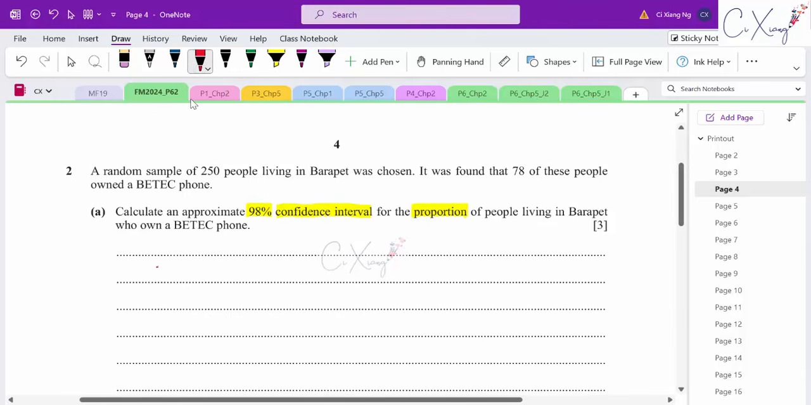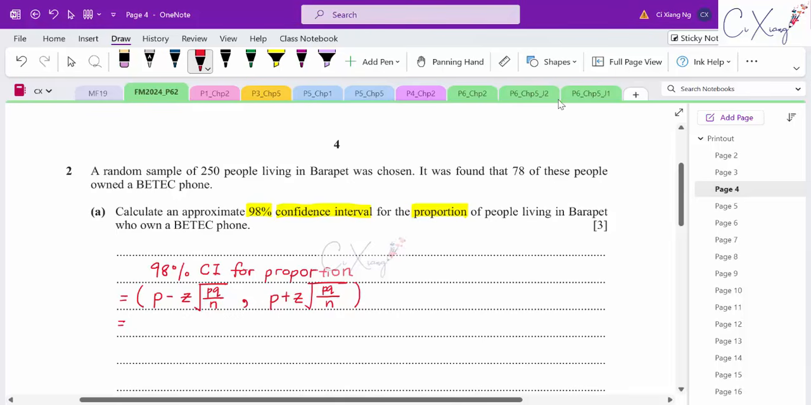The question is very straightforward. We are looking for a 98% confidence interval for a proportion. We have two types of confidence interval: for a mean and for a proportion. The general formula for the confidence interval for a proportion is p minus z square root of pq over n, and p plus z square root of pq over n. We need to plug in all the values p, z, q, and so on.